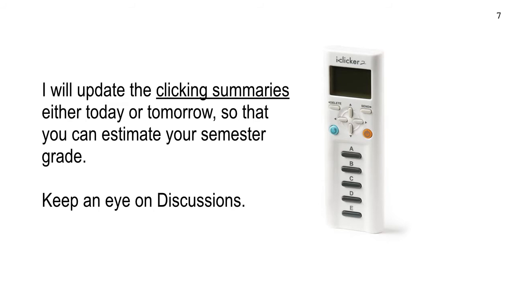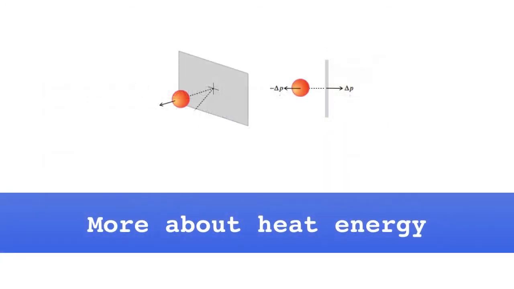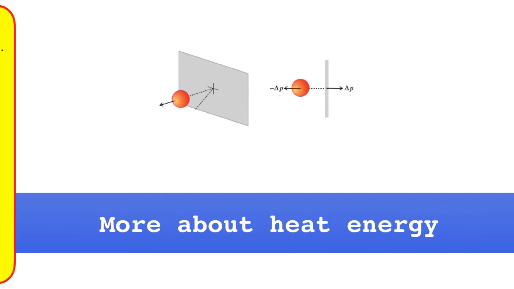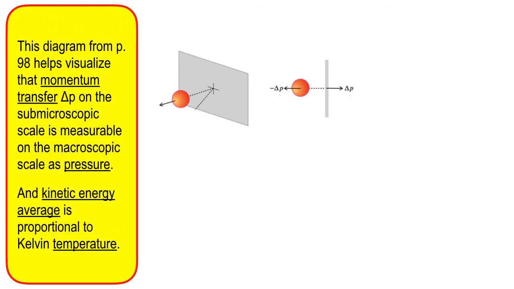Okay, let's keep going. We're going to talk more about heat energy today. And we'll finish up Chapter 6. And we'll do a pretty good job with Chapter 6 today. Here's a diagram from page 98. This one is nice because it helps us visualize momentum transfer.